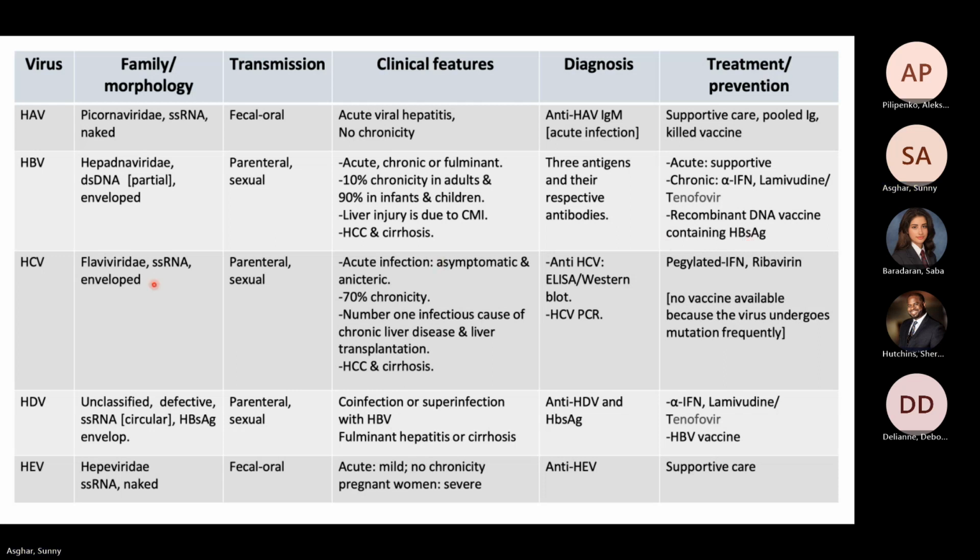This was one of the ways that we were able to figure out if the person has been immunized or not. Then next we have our hepatitis C, and that comes from the Flaviviridae family. It's single-stranded, with parenteral or sexual contact.